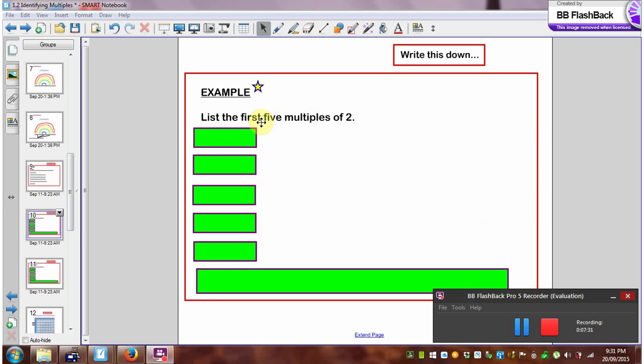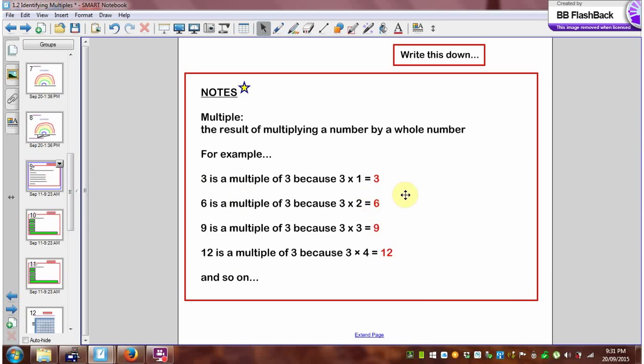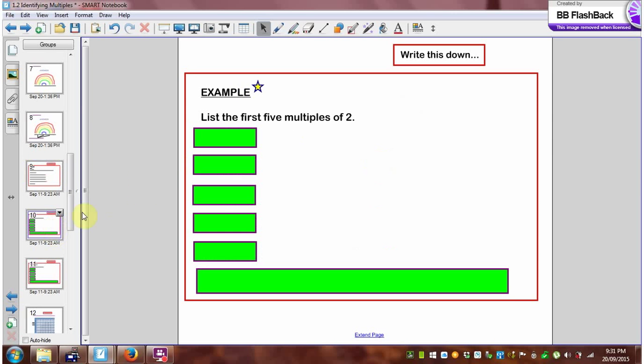Okay, so to find the first 5 multiples, like the example back here, I'm just going to flick back. All we're doing to find multiples is multiplying our number by a whole number. So our number in this case is 2. We're trying to find multiples of 2. And we're trying to find the first 5. So all we have to do is multiply 2 by 1. So 2 times 1 is 2. 2 here in the blue. That's our first multiple. So make sure you copy that down.